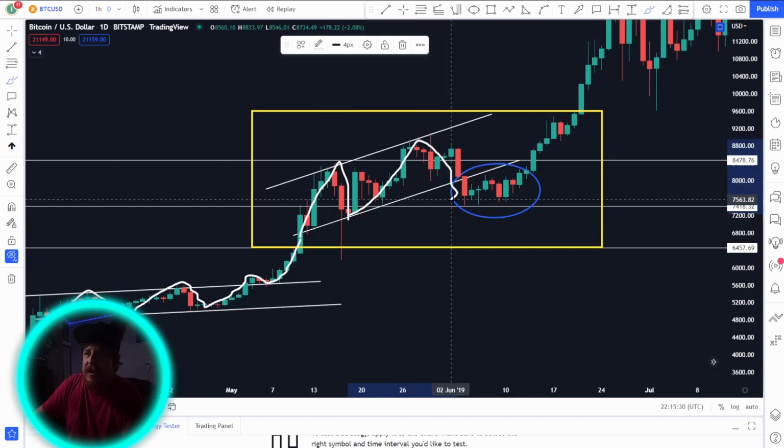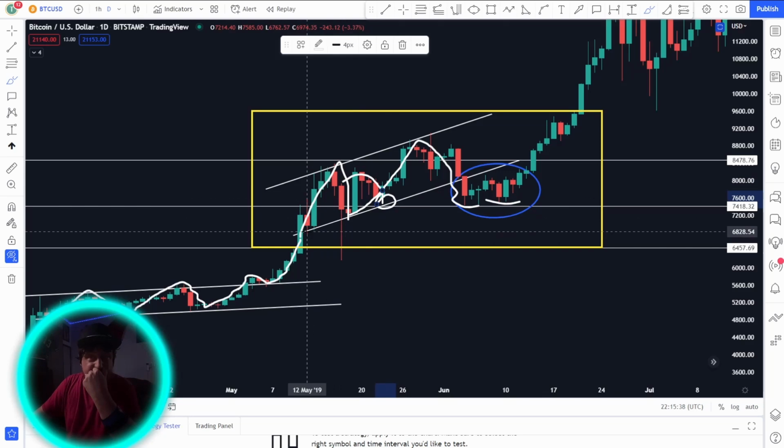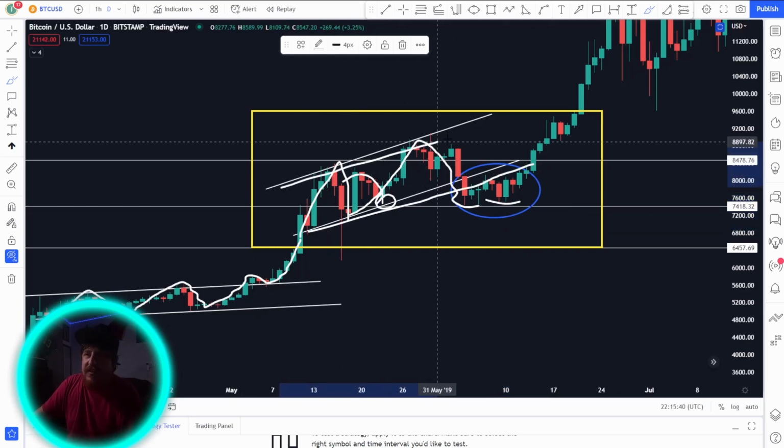But this little double bottom that it put in here, it's still the same low as back here, right? This little low that it put right here. So it didn't really break structure. If you'd been trading this based on this wedge at the time, which really wasn't a great, valid pattern per se, but it does have a few touches on both sides.